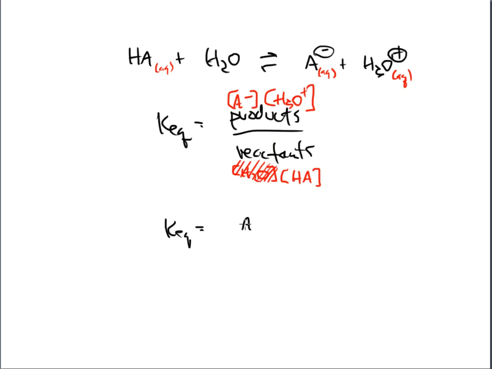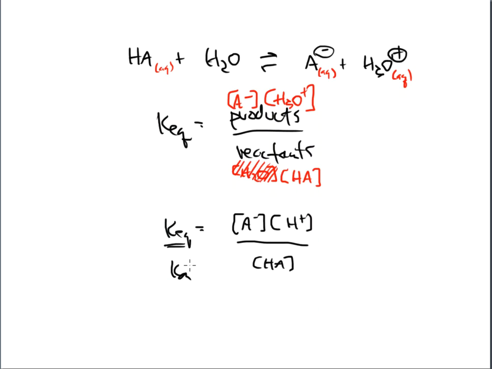I'm still going to write A minus up at the top. That represents the concentration of that base. And then instead of H3O plus, I'm going to write down H plus. That's a shorthand notation for H3O plus, over the concentration of HA. And this is the equilibrium expression for the acid dissociation constant. And that's what this is over here. This is the acid dissociation constant.